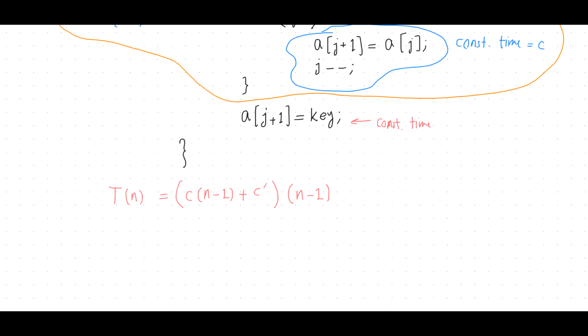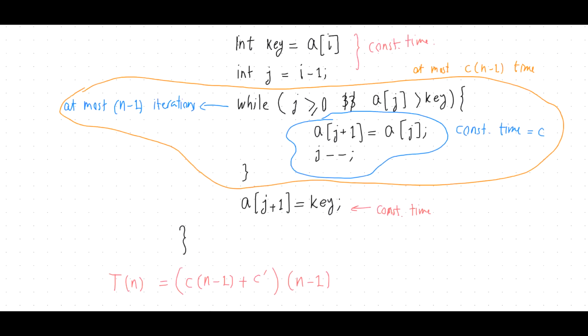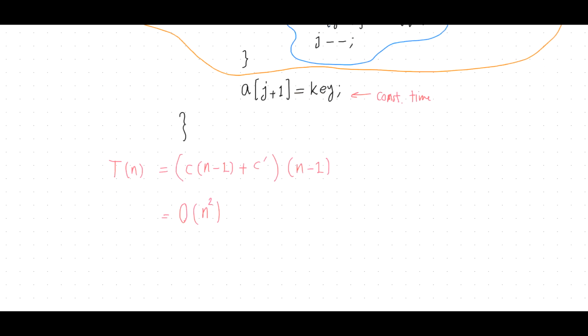And then if you drop the coefficients and keep only the term with the highest exponent, that will be n squared. So the running time of insertion sort in the worst case, because here I said at most n minus 1, right? In the worst case is order n squared. So asymptotically it is similar to bubble sort.